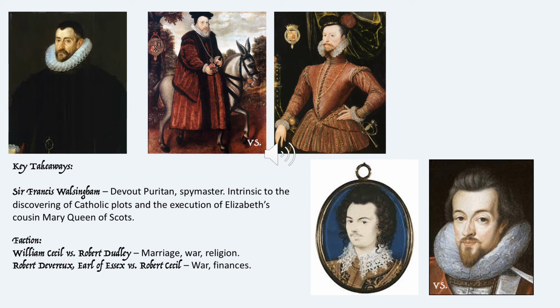a new faction come about. So Robert Devereux, who is Robert Dudley's stepson, who's also known as the Earl of Essex, then comes to lead his own faction against William Cecil's son, Robert Cecil. Okay, so two main factions: William Cecil versus Robert Dudley, and then Robert Devereux, Earl of Essex, versus Robert Cecil. Can you make sure that you've got that written down in your book? Because that's really important. We'll keep coming back to that.